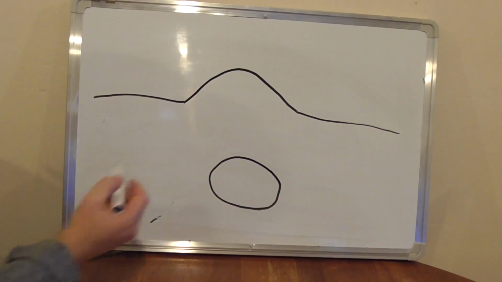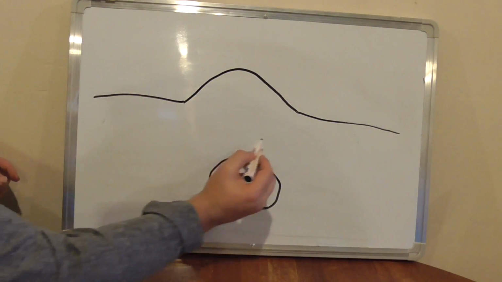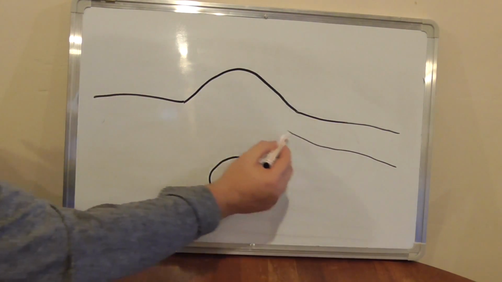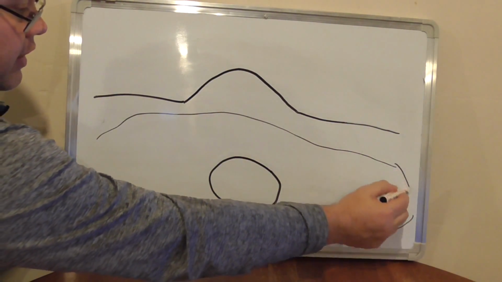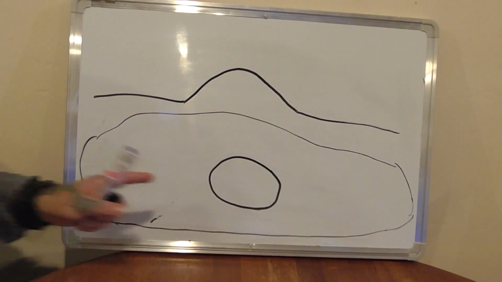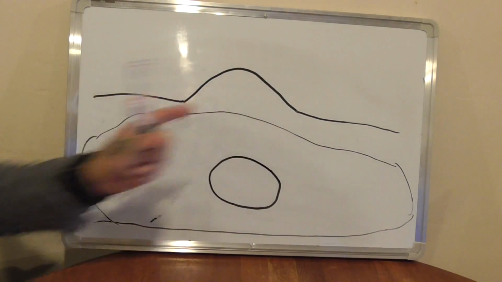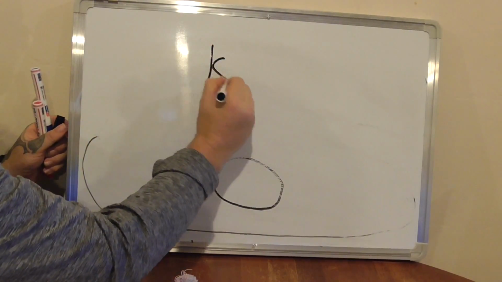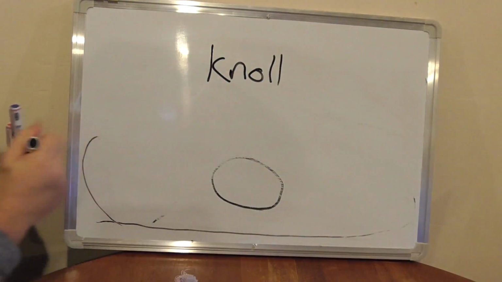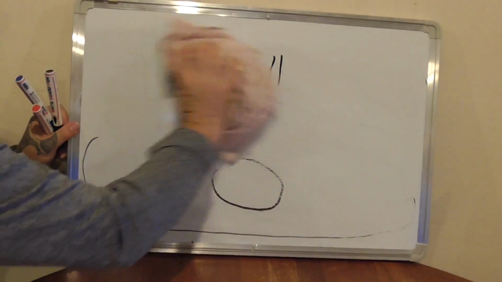And the other contour might be sort of like that, the other contour that's going around it, something like that. So that would be a knoll. It's just sticking up all on its own. And that's what we call a knoll.